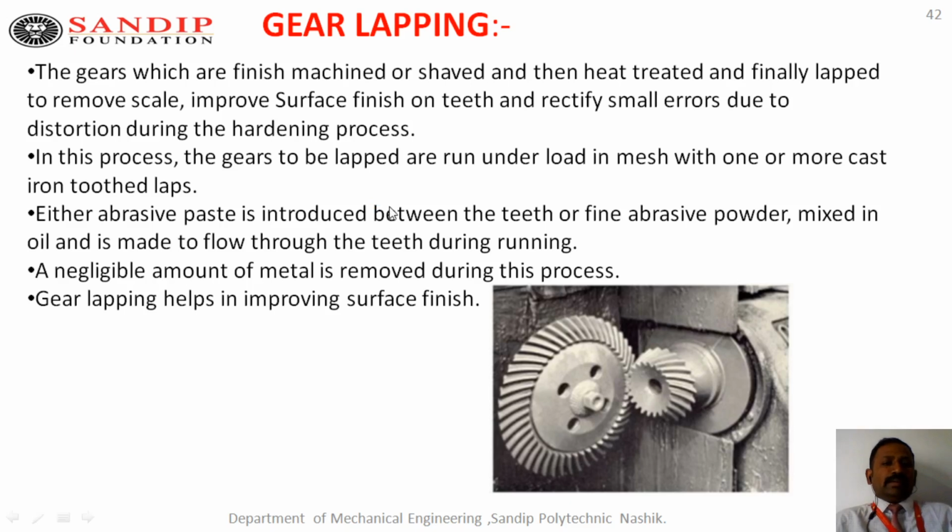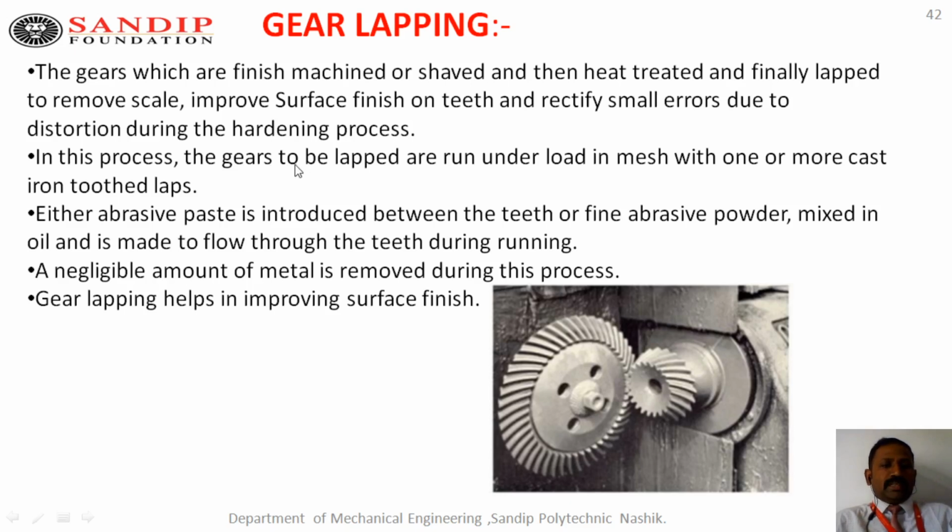Now the gear lapping process. This is also a simple figure. You have to draw two plates again, but from the gear's point of view, lapping is different. The gear is finish machined or shaved, then heat treated, and finally lapped to remove scale, improve the surface finish on the teeth and rectify small errors due to distortion during the hardening process.